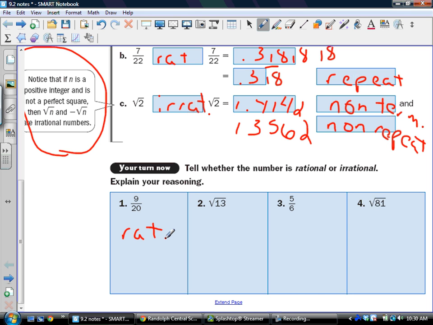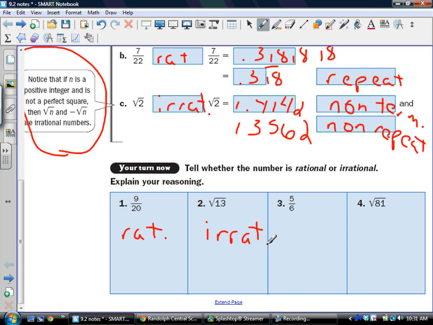Number 2 here, square root of 13. I just read this, right? If I have a radical sign, if I have a square root, and what's underneath is not a perfect square, then this is irrational. So I just have to ask myself, is 13 a perfect square? The answer is no, it's not. So this one is going to be an irrational number, because what's under the radical sign is not a perfect square.